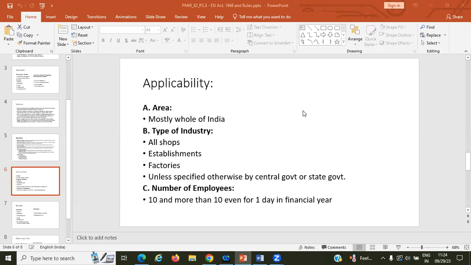Number of employees, there is a condition: 10 or more than 10 employees in the organization, even for one day in the financial year. At any point of time, if more than 10 members are working in an organization, that kind of organization is eligible or qualified for this act.